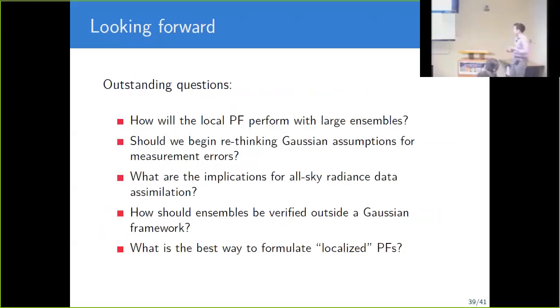How should we verify ensembles for systems like this that are leaving the Gaussian framework? Say we wanted to look at quantiles, for example, in a more general, multivariate form, instead of just looking at marginals. How do we do that? I think this is a pretty open question right here. How should we be verifying our ensembles?